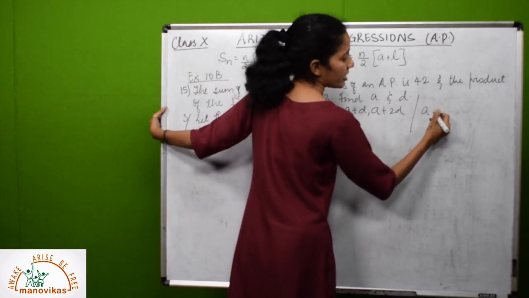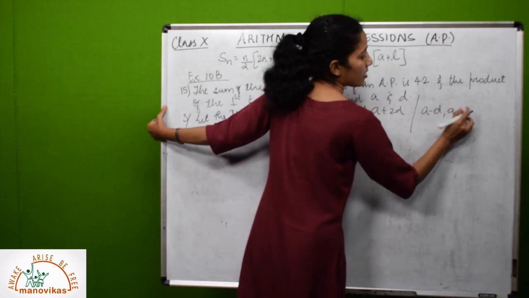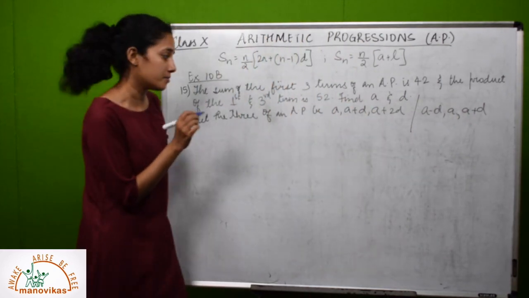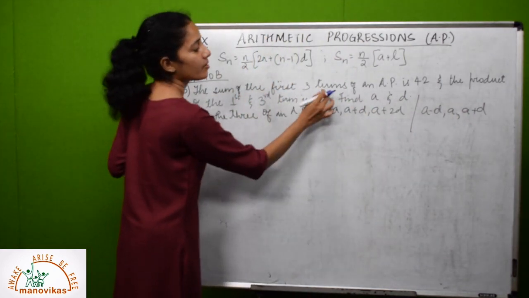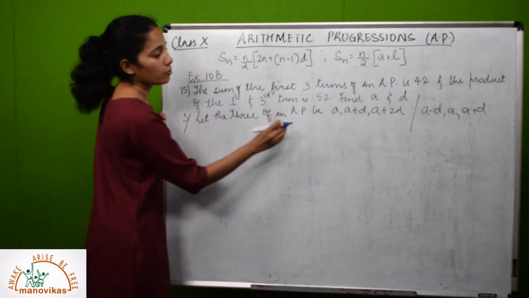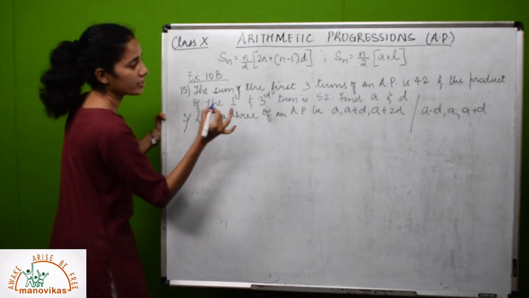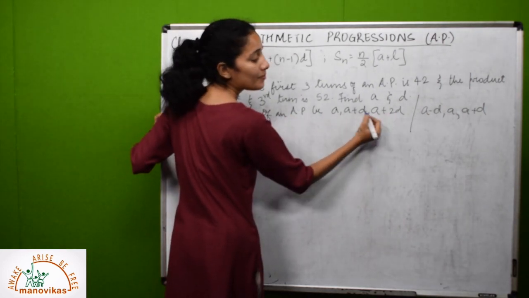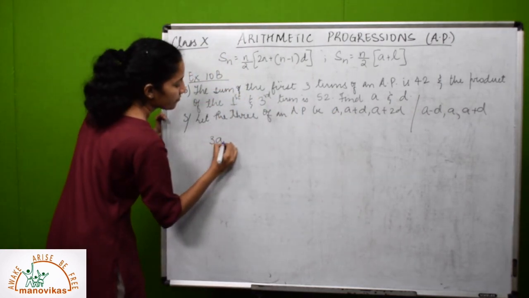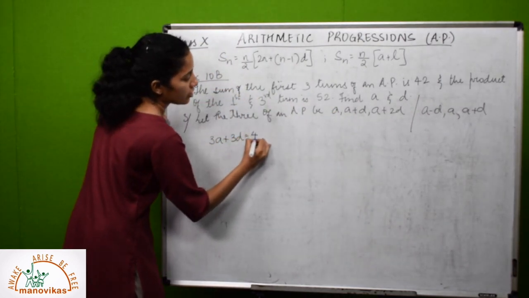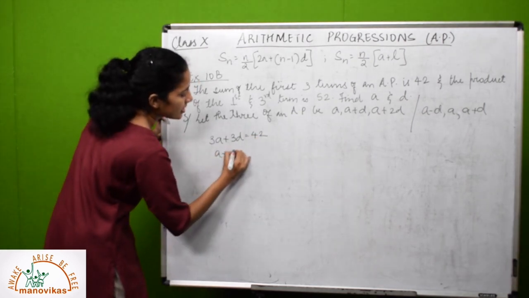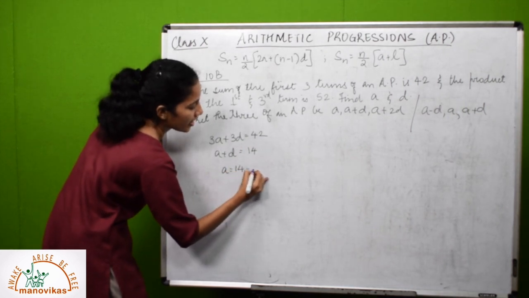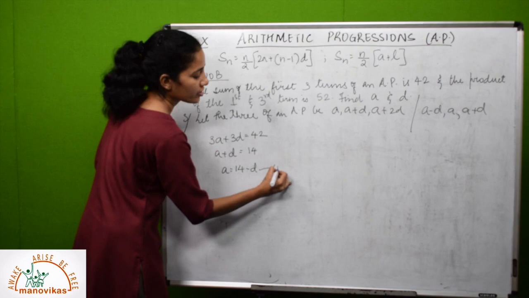You can also take A minus D, A and A plus D as we had done in the previous video of the nth term. The first condition says that the sum of the first 3 terms is 42. So adding this, what you get is 42. There are 3 A terms and 2D plus D will give you 3D. So it is 3A plus 3D is equal to 42, which is A plus D equal to 14. Therefore, A will be equal to 14 minus D. Let this be equation 1.